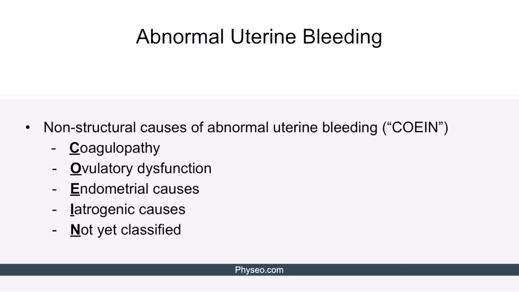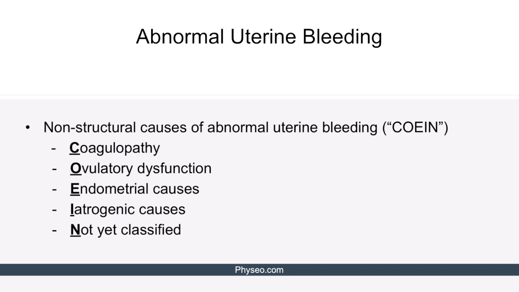This E refers to endometrial causes, but that's kind of strange because we just talked about structural causes of abnormal uterine bleeding, which included a lot of problems with the endometrium. But here, we're specifically talking about endometrial causes of abnormal uterine bleeding that are not structural. So we're really thinking about hormones as they relate to the endometrium. For instance, both hypothyroidism and hyperthyroidism can cause menstrual disturbances by interfering with the levels of prolactin, FSH, and LH.